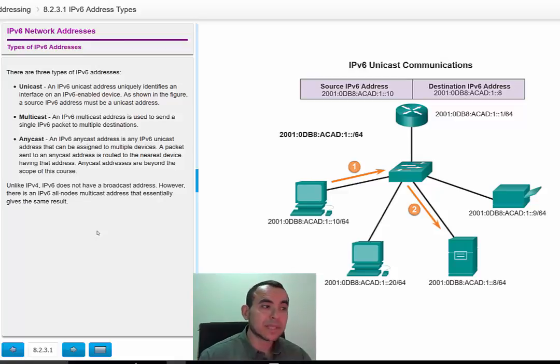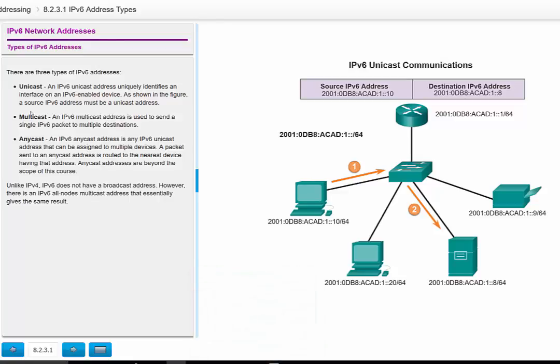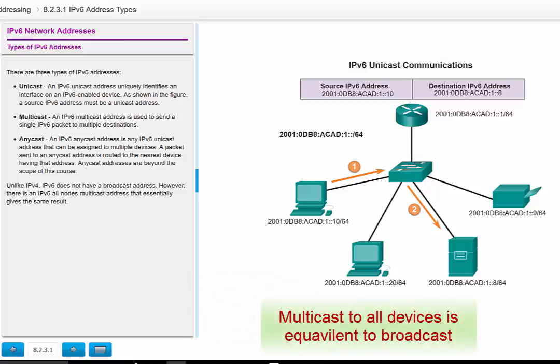There are three types for IP address version 6, and something we notice here is that we have unicast and we have multicast, and we don't have broadcast. We have something called anycast. IP address version 6 deals with broadcast as a special case of multicast. It does not have a separate broadcast address, as we will see later. Instead, it has multicast to all devices, which essentially corresponds to broadcast.